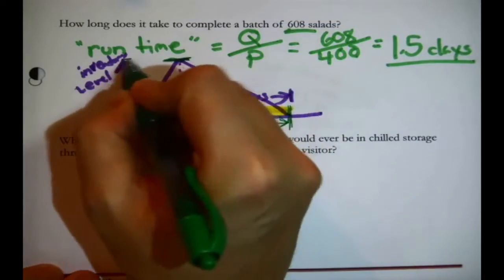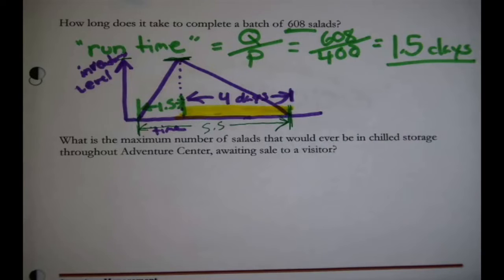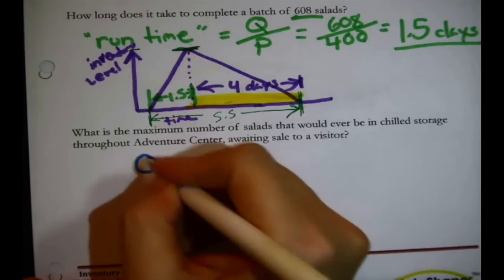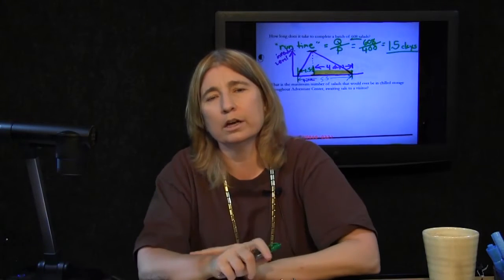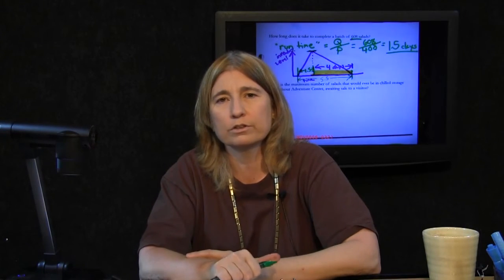Okay? Now, wait. That's not, however, going to answer the last question, although the last question also relates to my little sketch. It says, what's the maximum number of salads that would ever be in chilled storage? In other words, if this is inventory level, because we're putting the salads into chilled storage, how tall is that particular sawtooth on the sawtooth diagram?